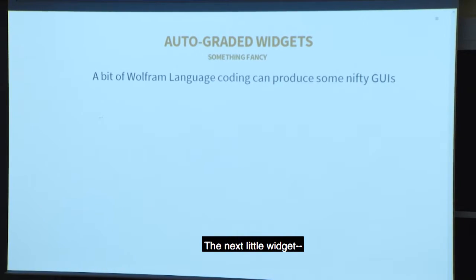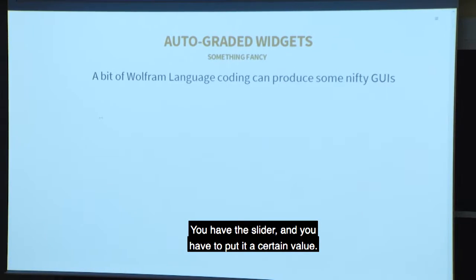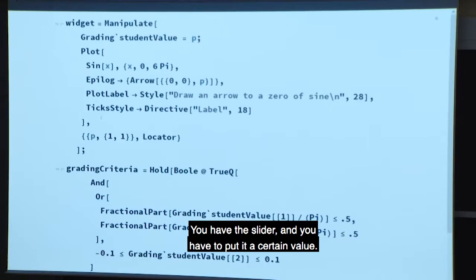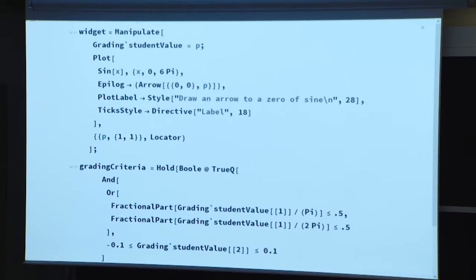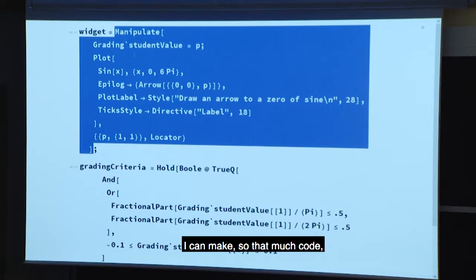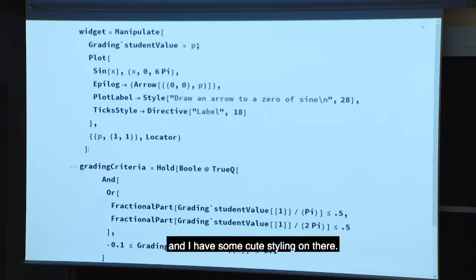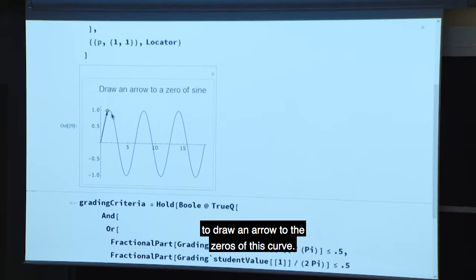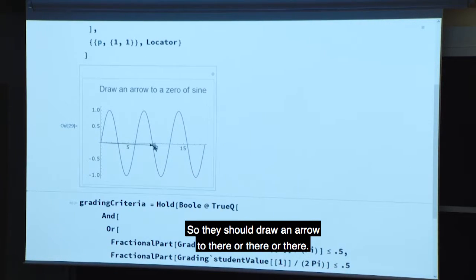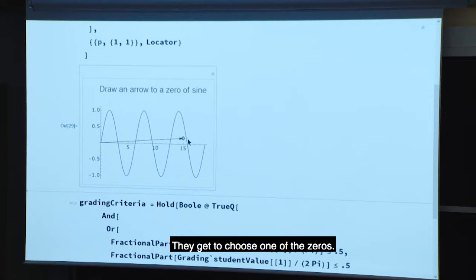The next little widget, so that's kind of the simplest one, is you have a slider and you have to put it at a certain value. Very quickly, with not that much more code, I can have some cute styling on there. I can make something that asks the student to draw an arrow to the zeros of this curve. So they should draw an arrow to there, or there, or there. They get to choose one of the zeros. If they draw down to a minimum or to a maximum, they shouldn't get credit.